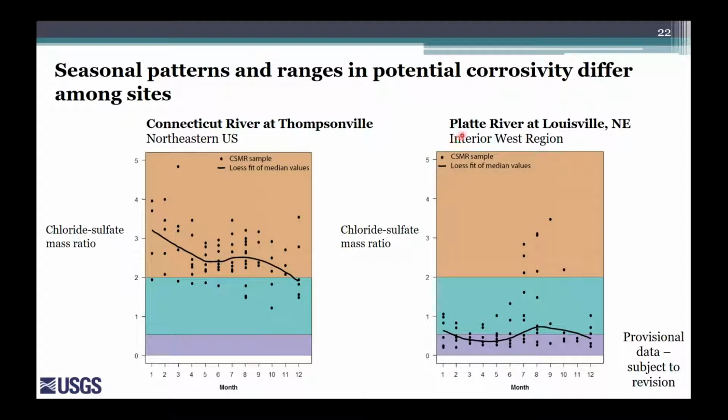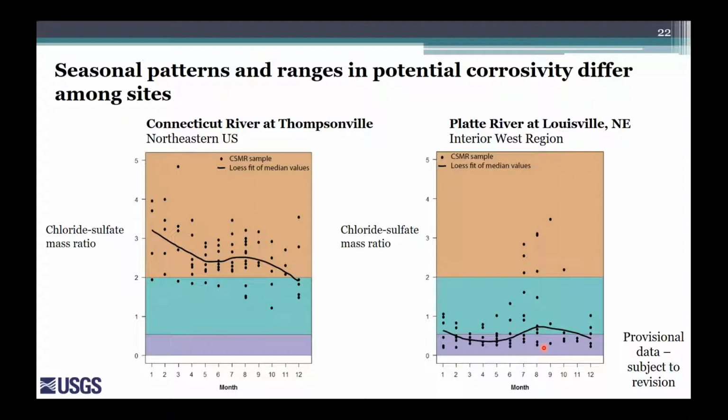And that leads us into our next example, which is the Platte River in Louisville, Nebraska, which is a very different setting. It's out on the Great Plains, it's much drier, and it has a much larger watershed area. In this case, what we're seeing is that the chloride to sulfate mass ratios tend to be quite low in most instances, and this is true throughout the year.